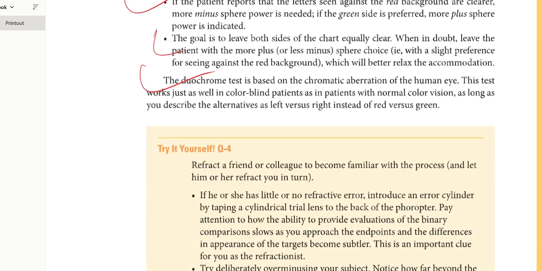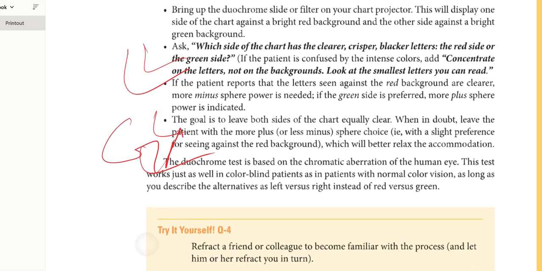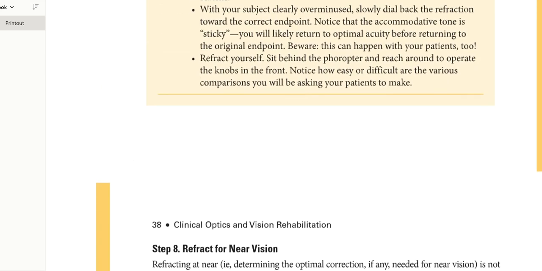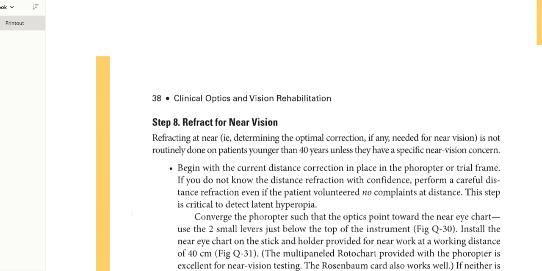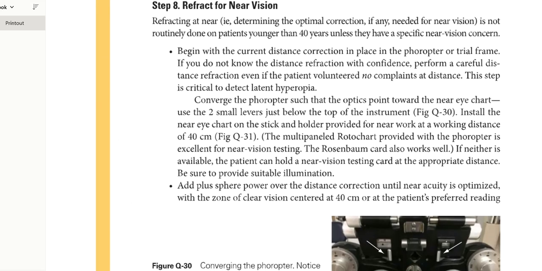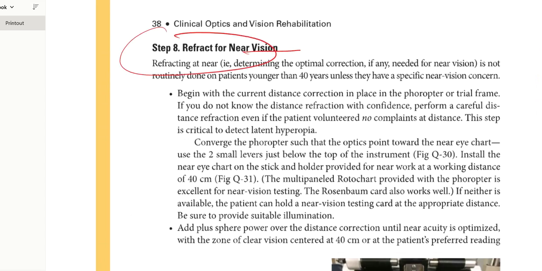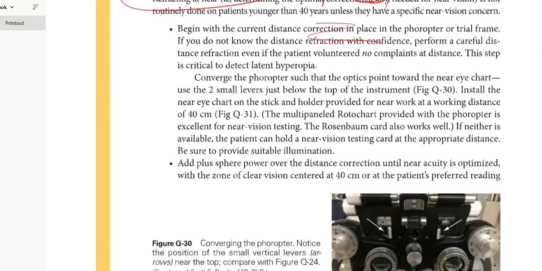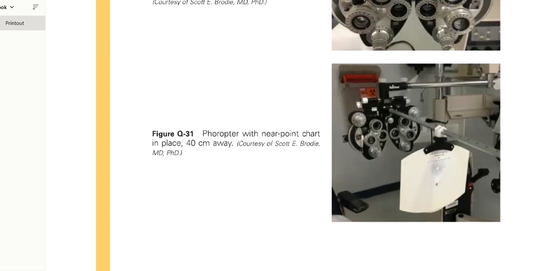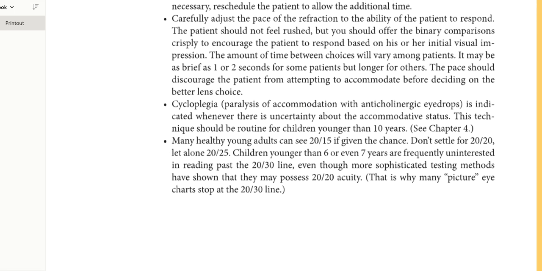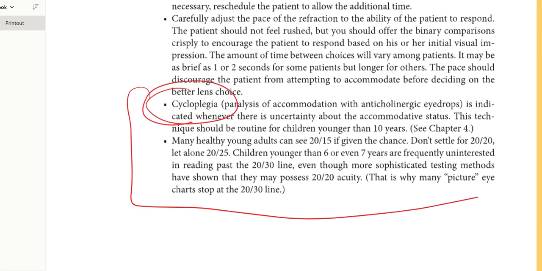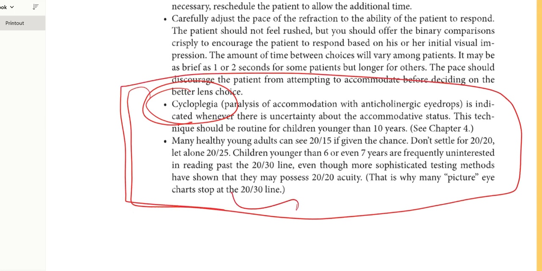Important. Okay. This is important. Please read it. Okay. Gap RAM written here. Gap RAM. You can leave it. Not important. Just a quick read will be good enough. Read about cycloplegia. Okay. Read these last lines.